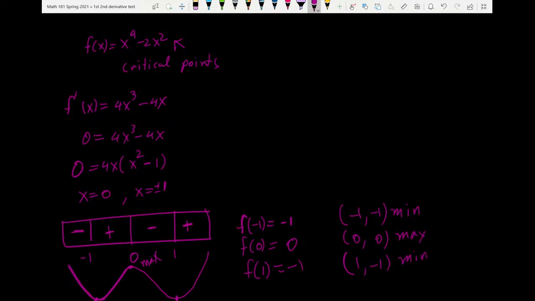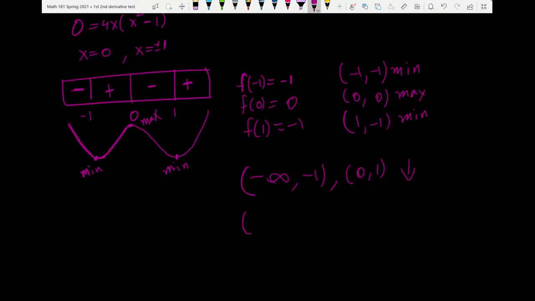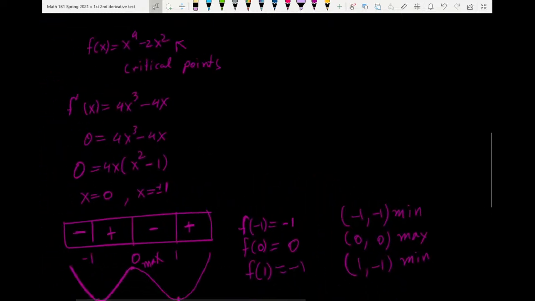All right, good. Now let's figure out another way. In the homework, they're going to ask you to show the intervals where it's increasing or decreasing. So you say that from -infinity to -1 and 0 to 1, it's decreasing. From -1 to 0 and 1 to infinity, the function is increasing. All right. Now what we're going to do next is the second derivative test.